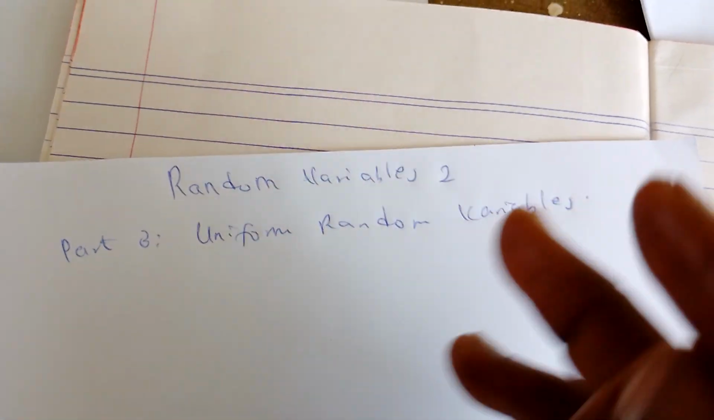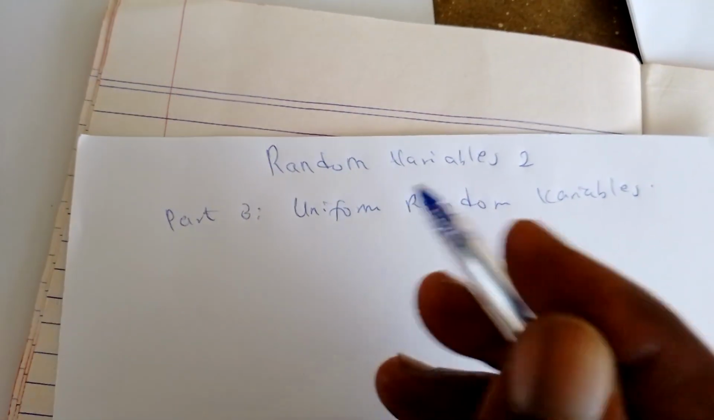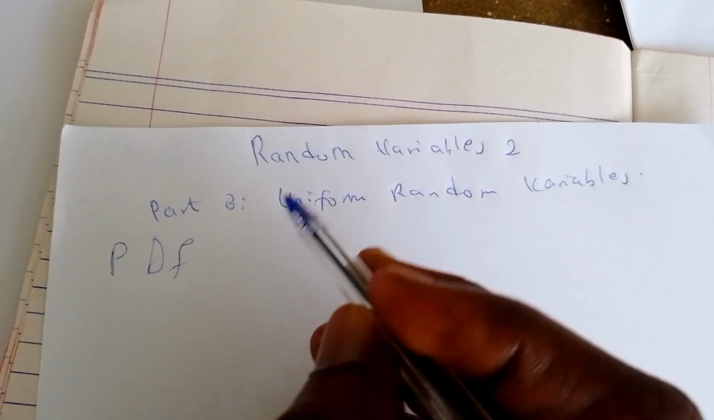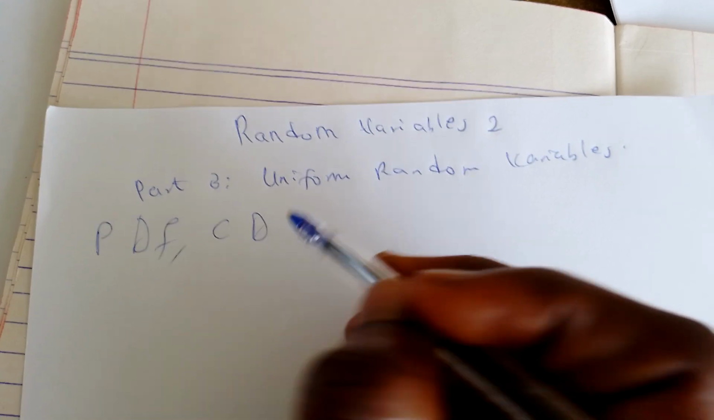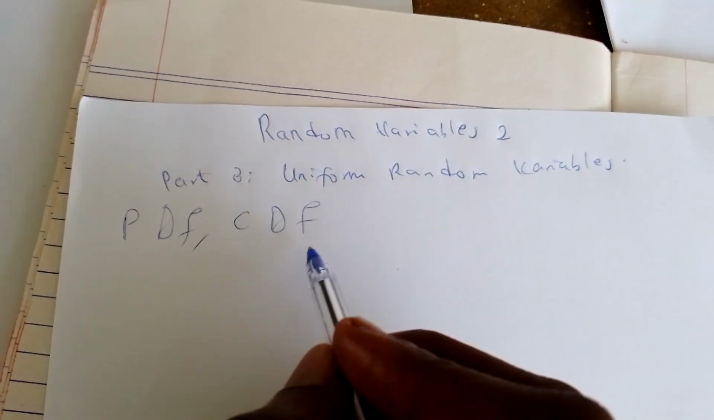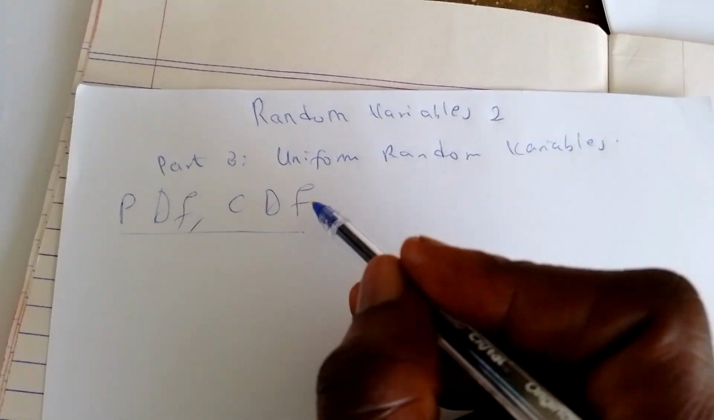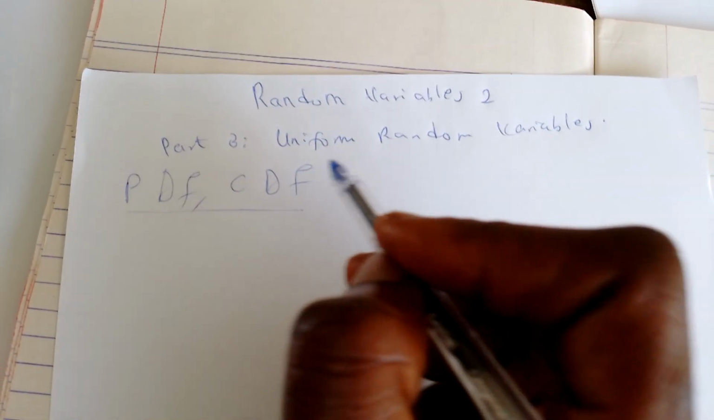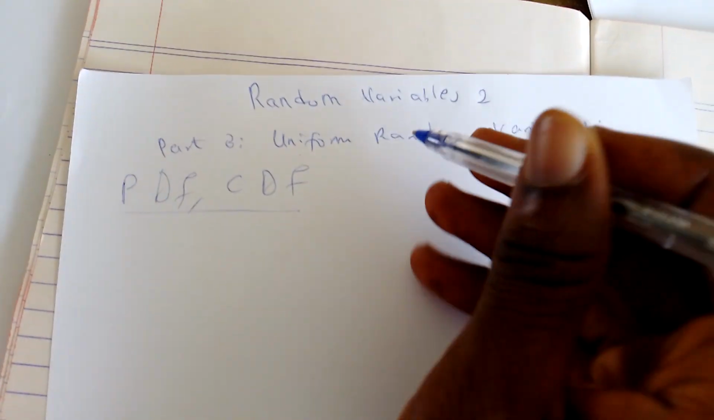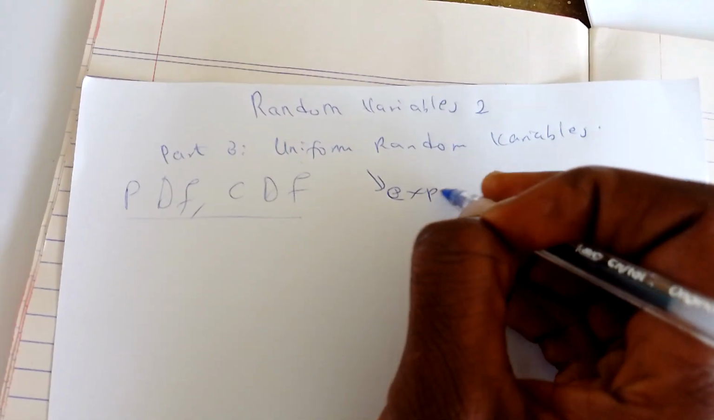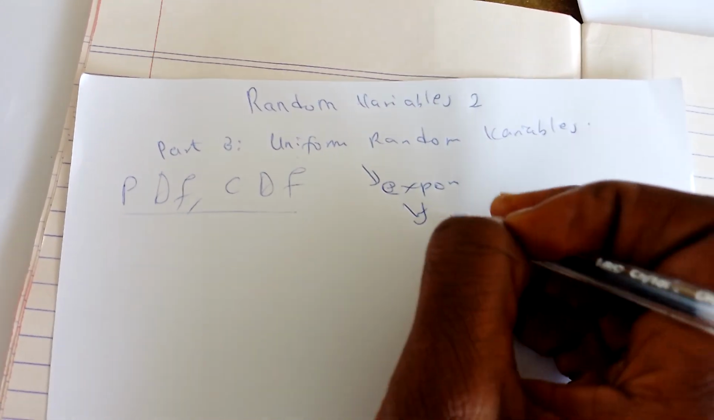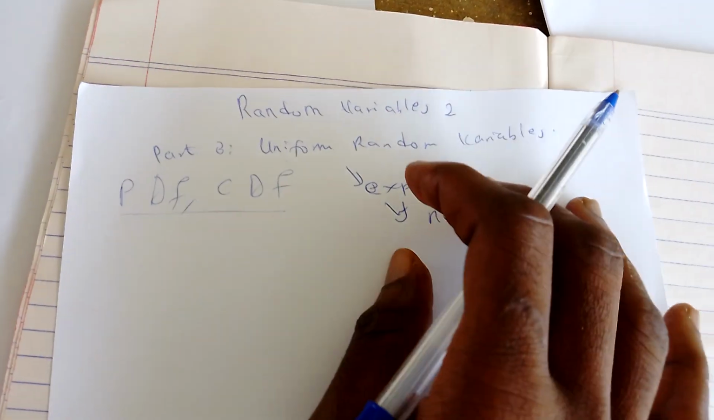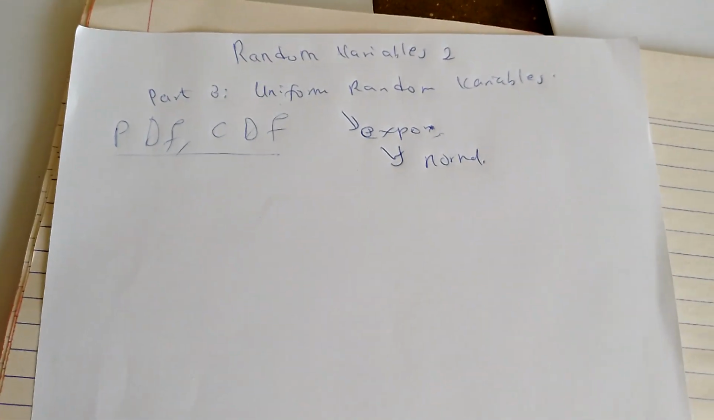So we'll continue from where we left off last time. Remember, in the previous two videos I've done random variables, probability density functions, and then cumulative distribution functions, CDFs. So basically these are the two things we've done. But how do these fit into the general idea of random variables? Today's session will consider uniform random variables. After that I will do exponential distributions, and then normal distributions, and then we'll be done with all the slides.